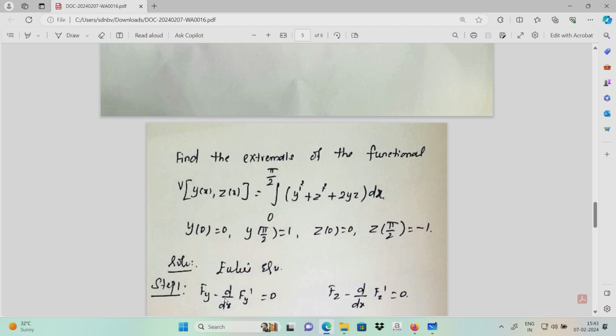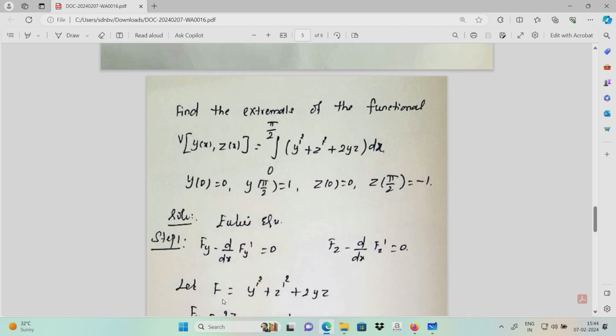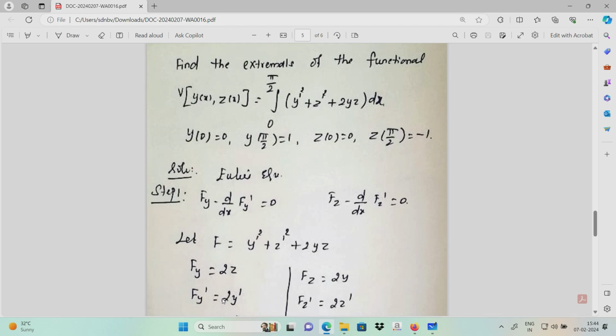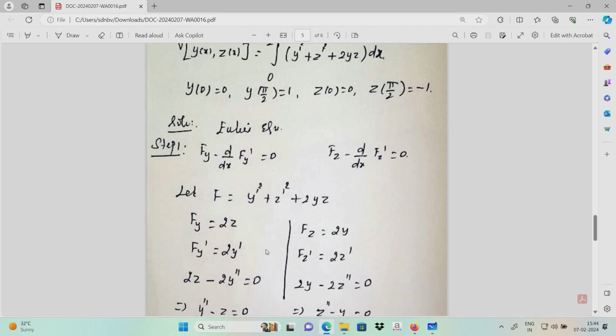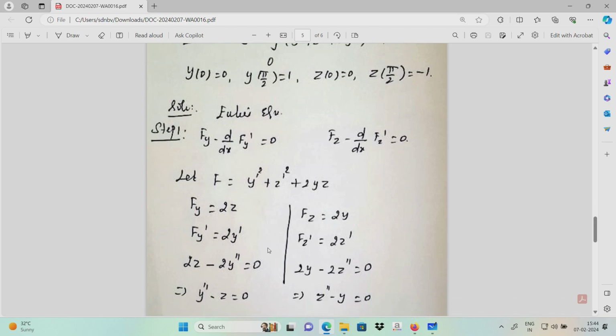So now obtain the system of Euler's equations: fy minus d by dx of fy dash equal to 0, then fz minus d by dx of fz dash equal to 0. Do remember we are substituting into the Euler's equation to find the extremals. Now what is our f? y dash square plus z dash square plus 2yz. So you know how to find fy dash, fz, fz dash. On substituting in the Euler's equation, we have these two equations. What are they? y double dash minus z equal to 0 and z double dash minus y equal to 0.